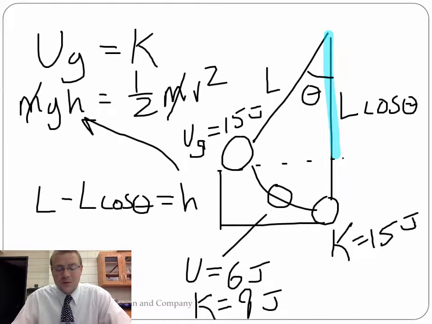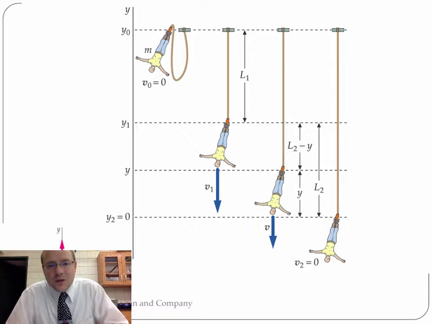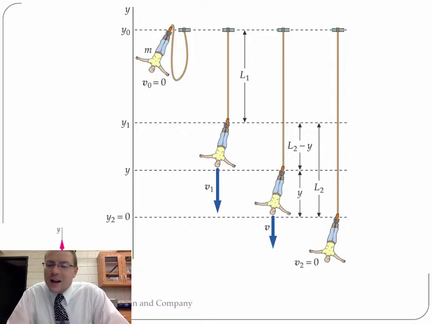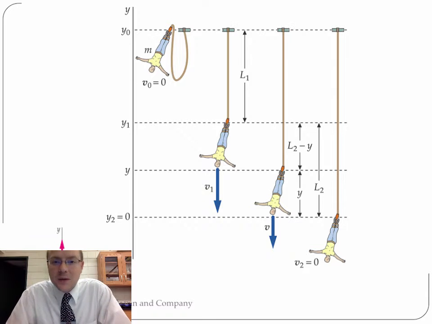Let's look at another scenario. In this scenario here, we've got someone jumping off a bridge with the bungee cord on. So when the person is free falling, we can analyze their energy at several different points here to figure out how far the bungee cord is stretched, figure out how fast they're going, where their maximum speed is. Those are all little things that we can focus on.